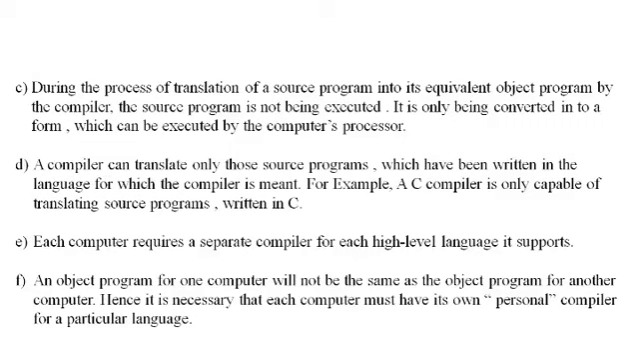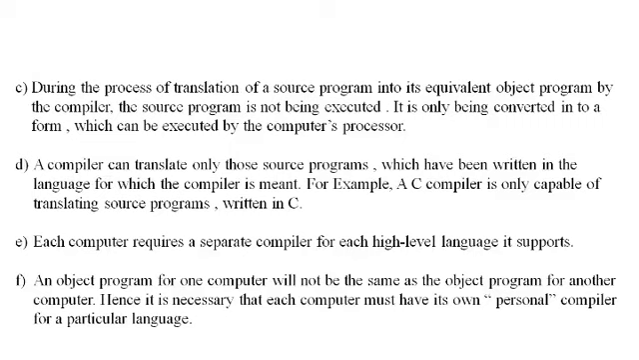Each computer requires a separate compiler for each high level language it supports. For every high level language we have a different compiler, and if you want to convert two programs written in two different languages on your system, your system must have two different compilers meant for those languages. An object program for one computer will not be the same as the object program for another computer.